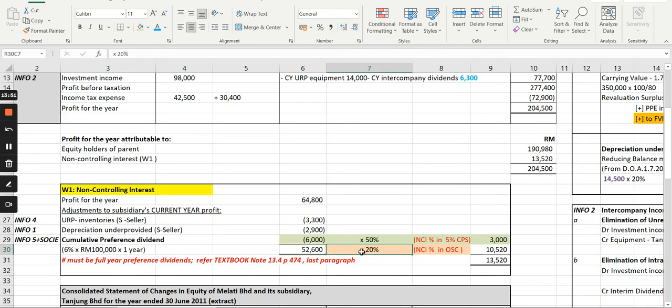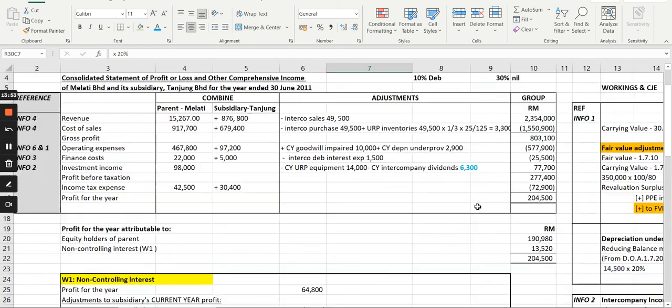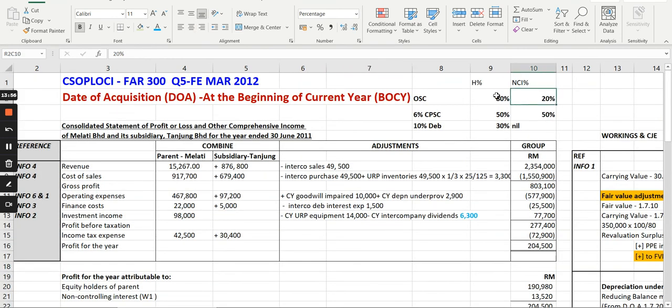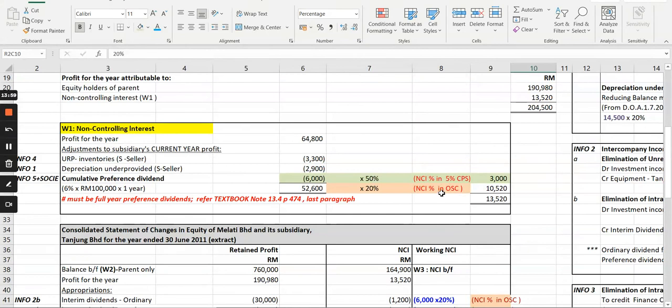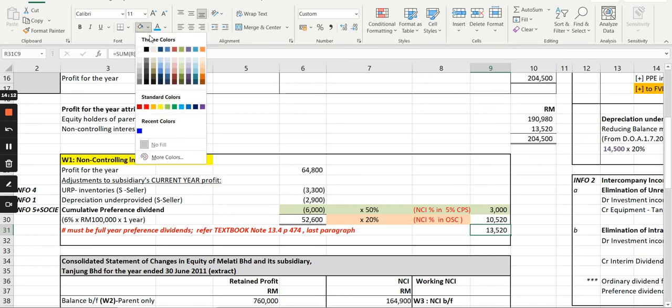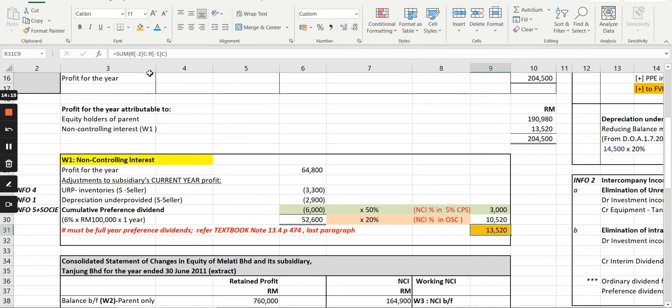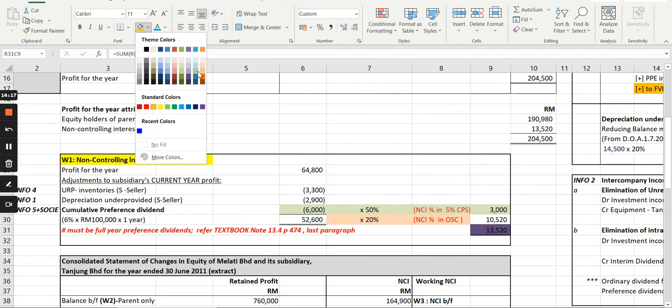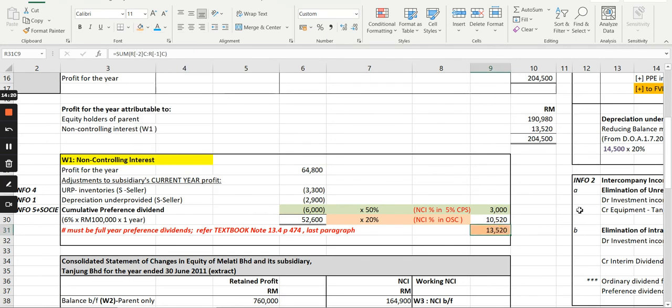So therefore the 20% that we multiply here is the 20% relating to the non-controlling ordinary shareholder, and that will give you 10,520. If you total up these two, this will give you the profit attributable to the non-controlling interest. And this figure, which I will mark in orange, this one will be the one that you will transfer to the profit for the year attributable to the non-controlling interest.